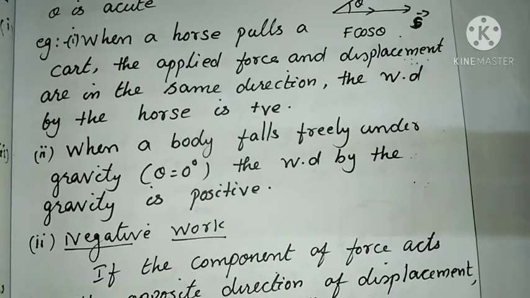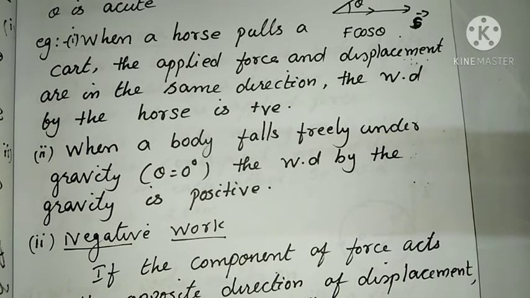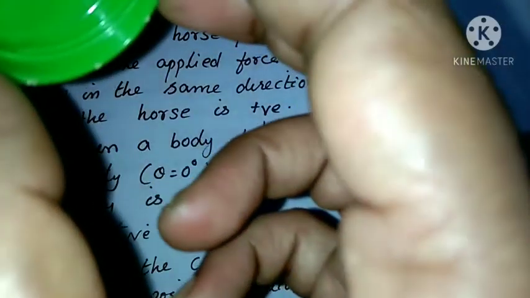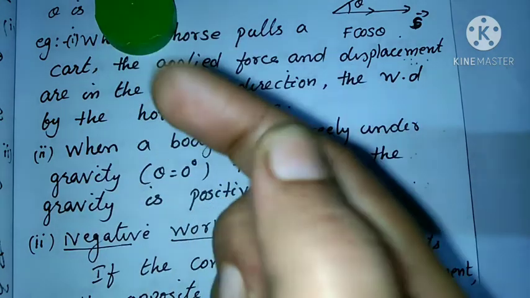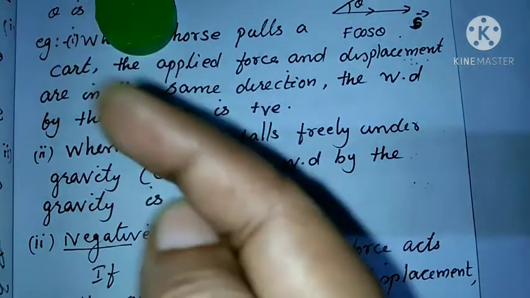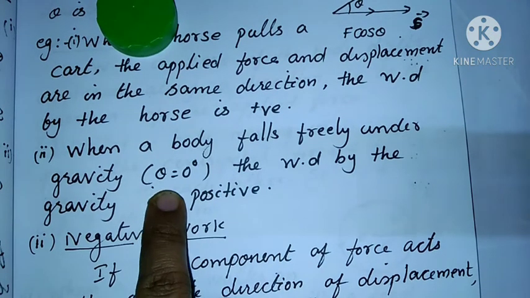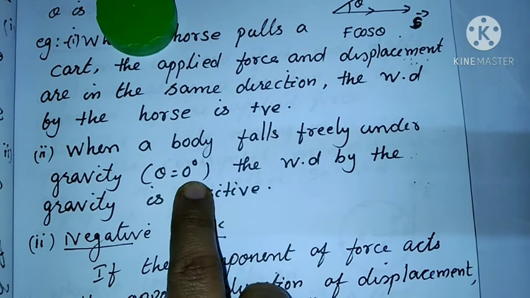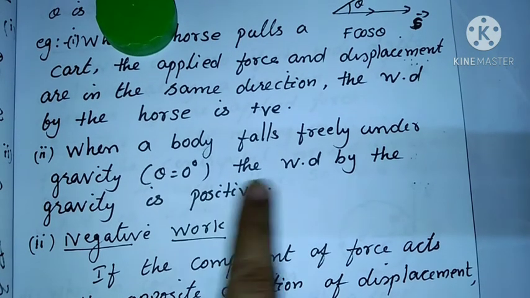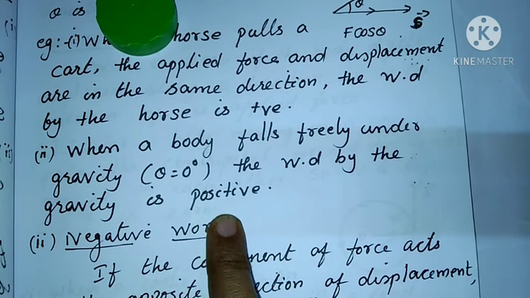Then second example, when a body falls freely under gravity. Here, what happens? The gravitational force and the displacement of the body are in the same direction. In that case, the angle between the gravitational force and the displacement of the body is 0. So the work done by gravity is positive.